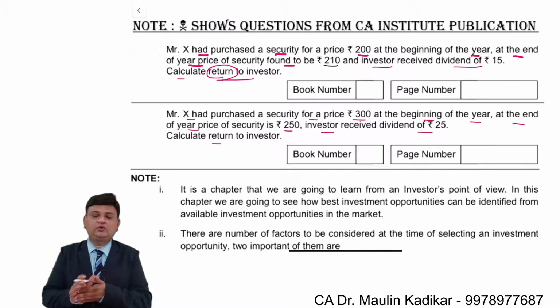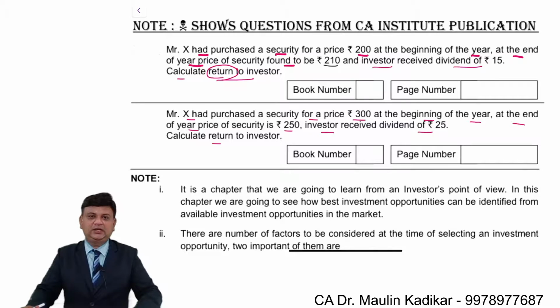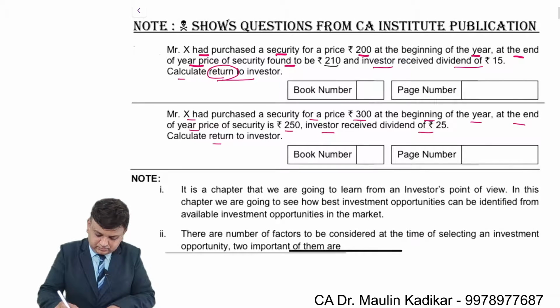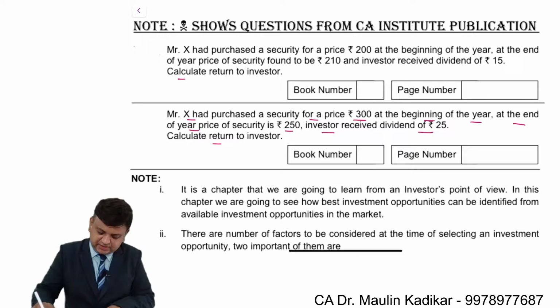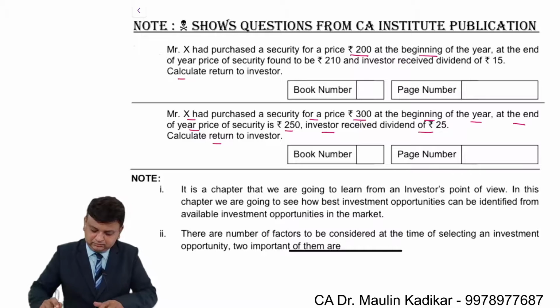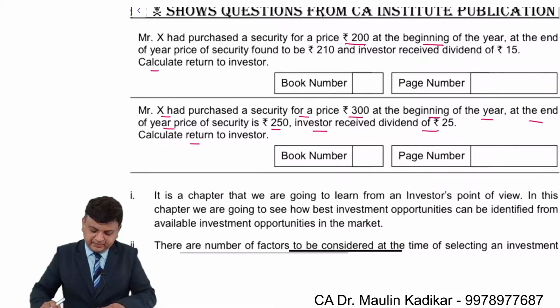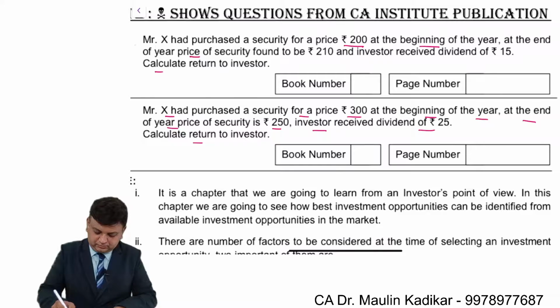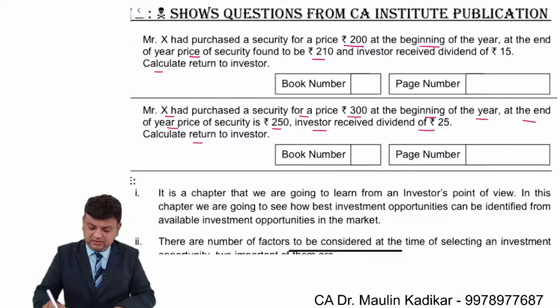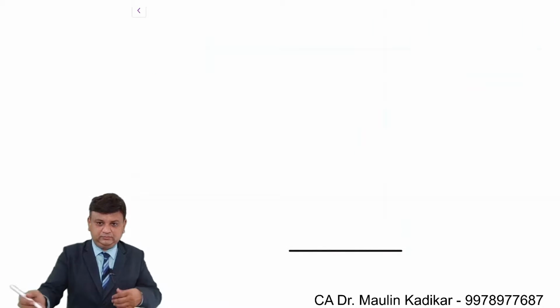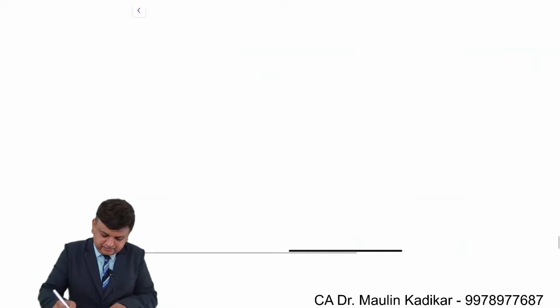Now, before I dictate the note to you for the standard deviation risk, we are doing a few numericals. So let us start with the numerical. Mr. X purchased a security for a price of rupees 200 at the beginning of the period, that is P0. At the end of the year, price is 210. Investor received a dividend of rupees 15. Calculate the return to the investor. So please write an answer.